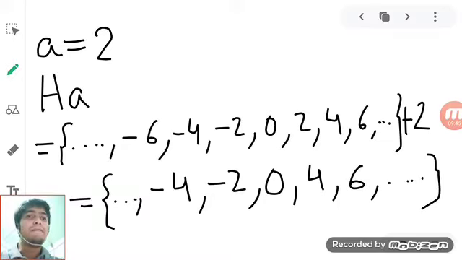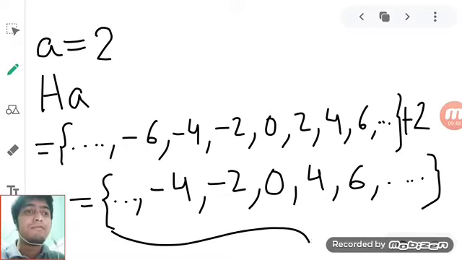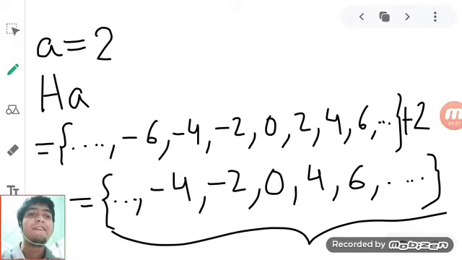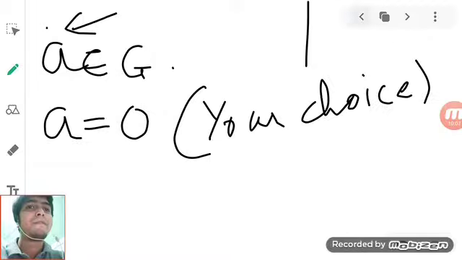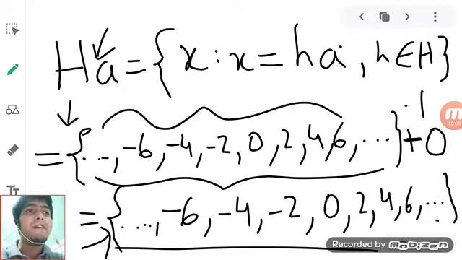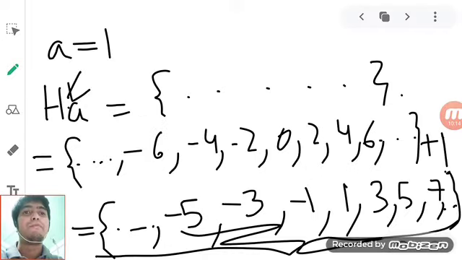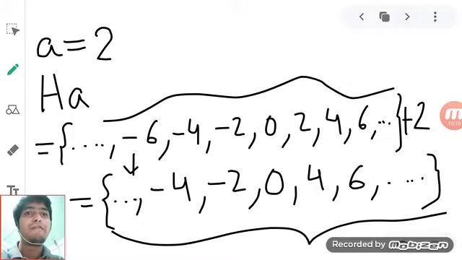If you see, this one is the coset. Again, it is a set containing the even integers. Similarly, we will get -6 somewhere, 8, 10, 12, if we keep on adding all the elements of this set. So let us see what we have got. If we put a equal to 0, we are getting the set of even integers. If we put a equal to 1, we are getting the set of odd integers. If we put a equal to 2, again we are getting the set of even integers.